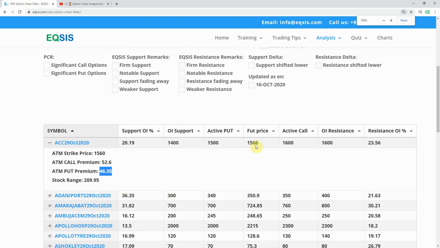Now look at the future price, 1566. I'm not going to add up onto the at the money strike price. I'm going to take this range, which is 52 plus 46. So if someone is asking me what sort of move is expected for this expiry, which is 29th October, and today we are standing at 16th October.